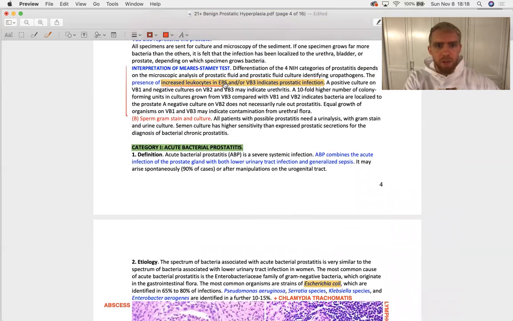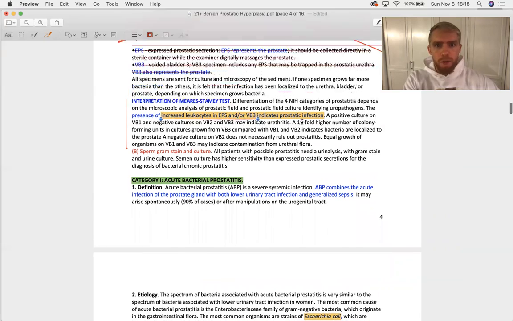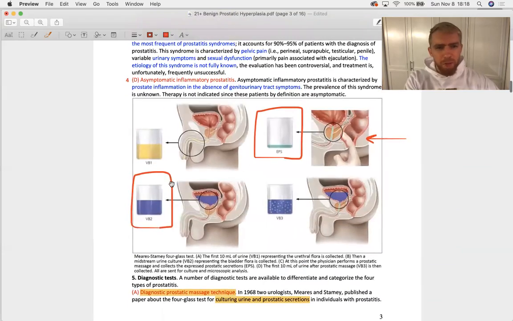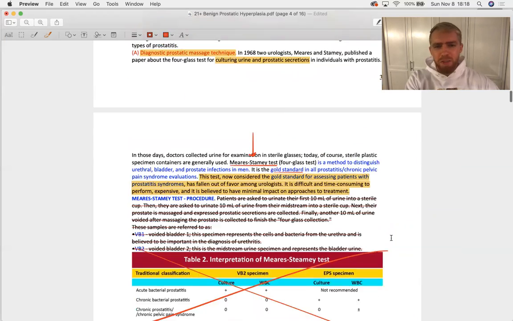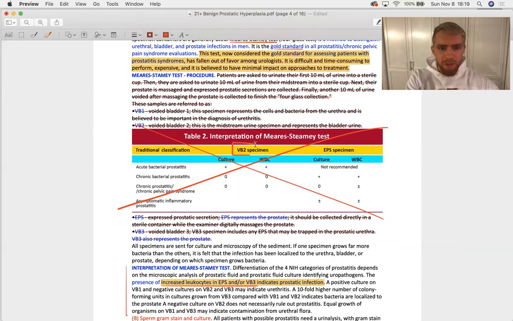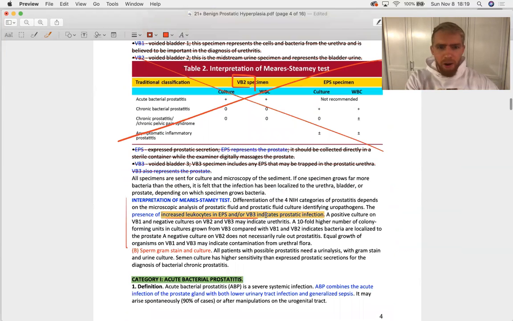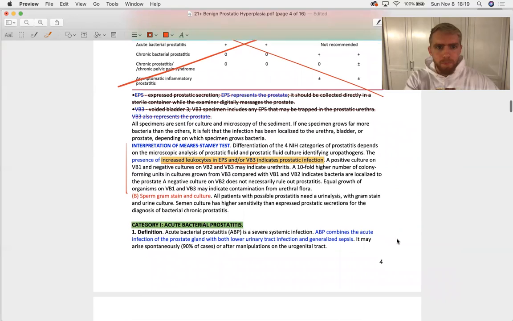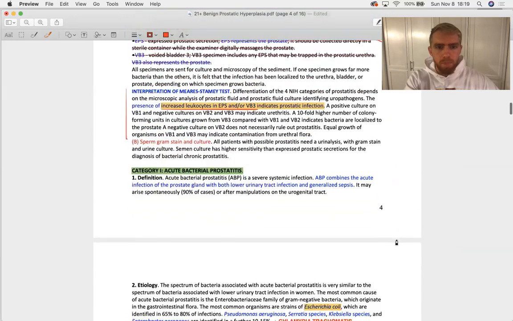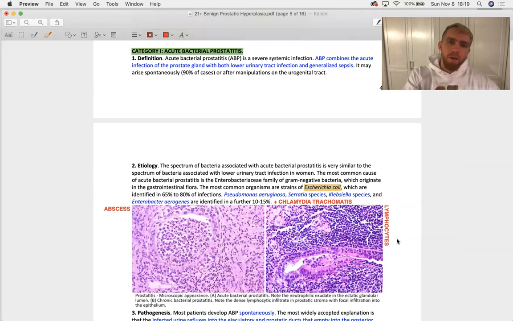Increased white blood cells in the prostatic secretion, or VB3. I thought it was VB3, but this chart right here says VB2 specimen, voided bladder 2. But then the paragraph down here is saying voided bladder 3. So I don't know. Maybe you just culture the whole thing. You culture 2, 3, and EPS. But you don't have to know that for the exam because they're going to tell that to you in the questions. So let's chop and dice up these categories.